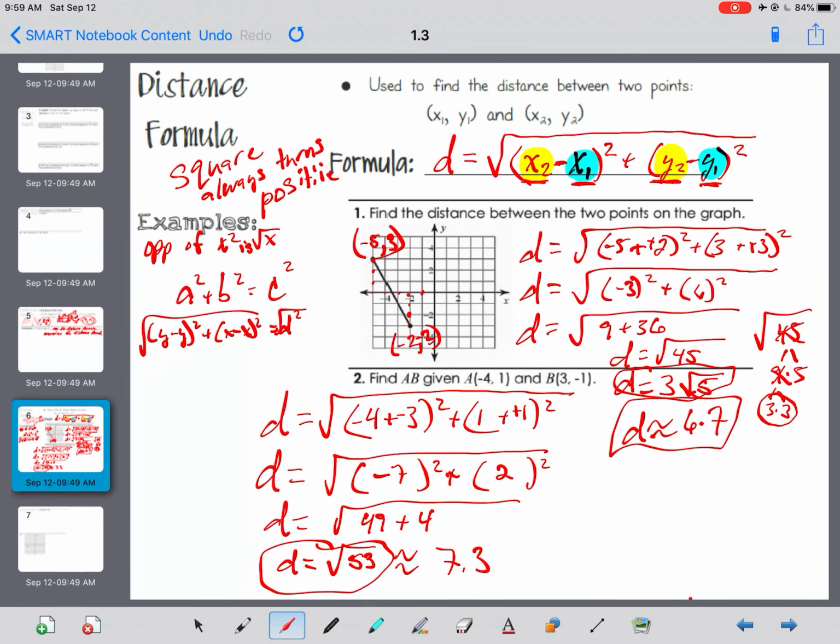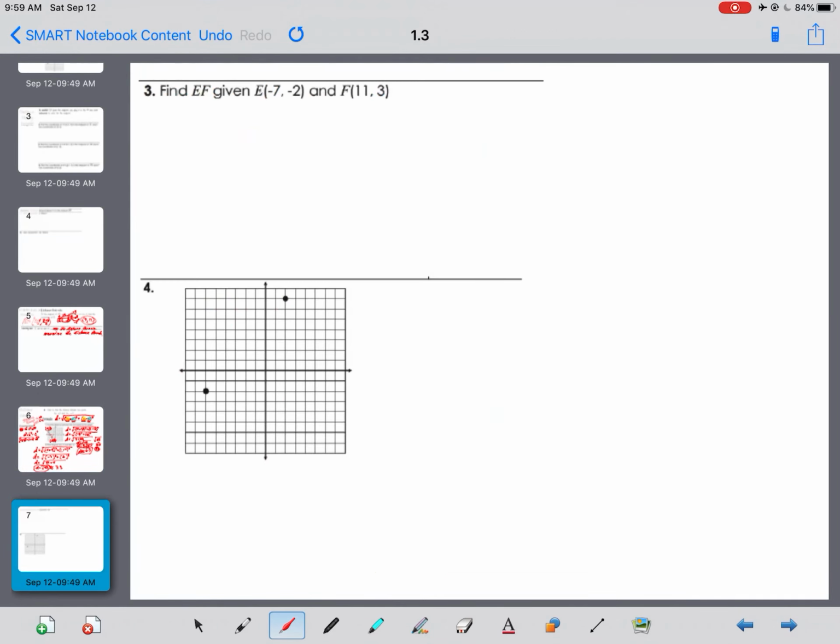You just have to know the formula and plug it in. So you've got to write it over and over. You've got to say it over and over. You've got to know what it does. D equals big square root, parenthesis squared plus parenthesis squared minus, x is in one, y is in the other.